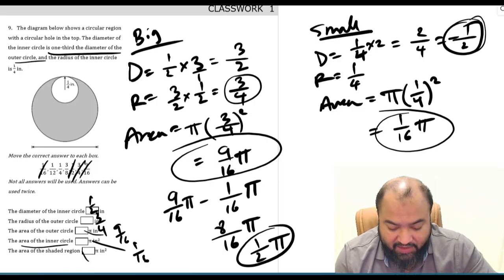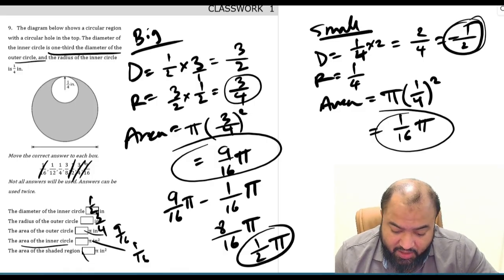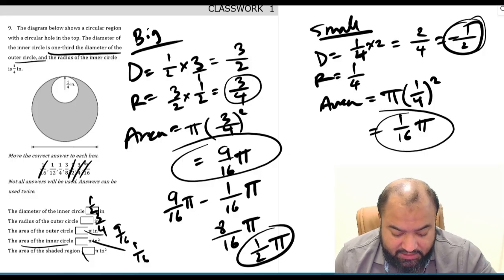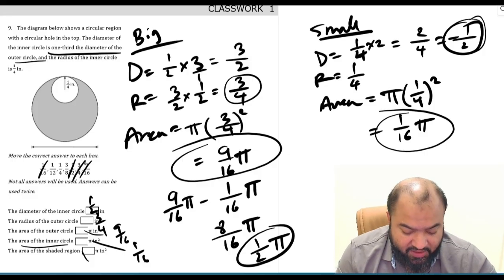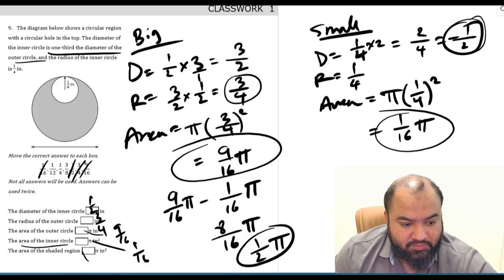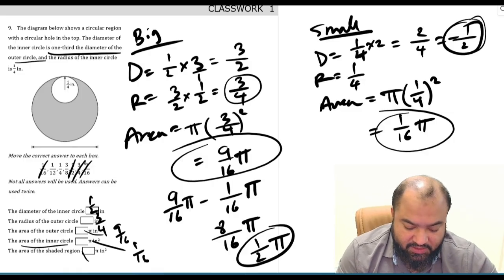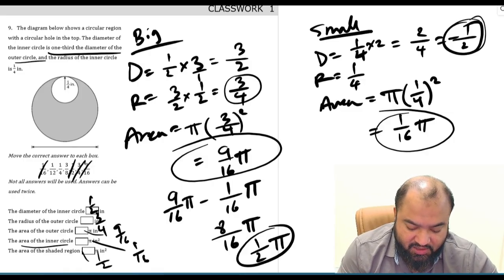Whoa, why 1/2 isn't there? Did I make a mistake? Let's take a look. Oh, there is half, but maybe 2 of the halves. Yeah, half again. So that's half pi.